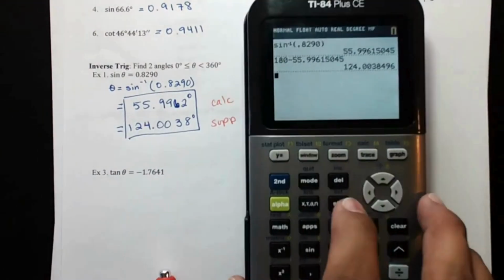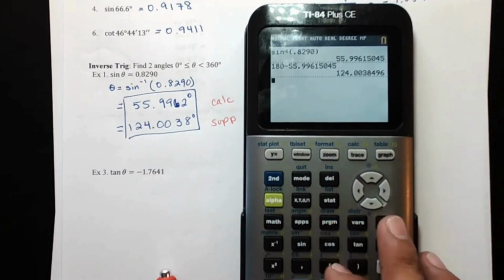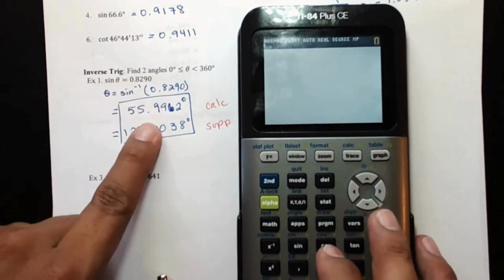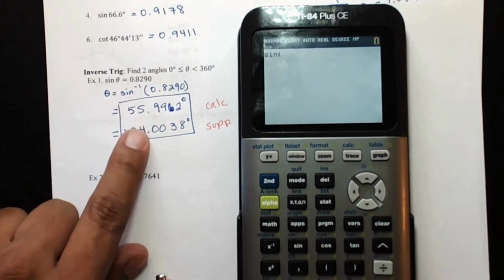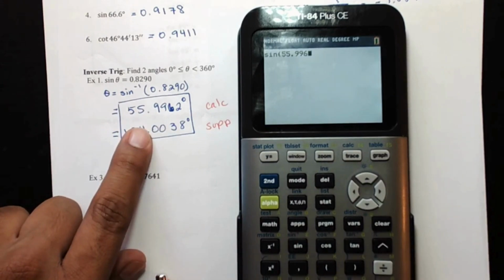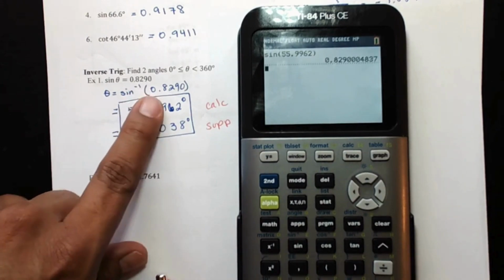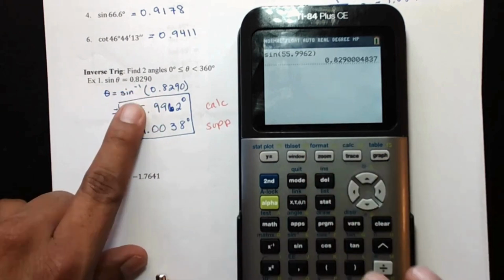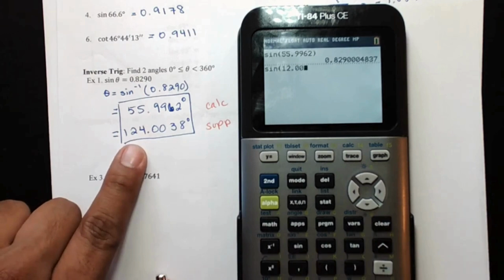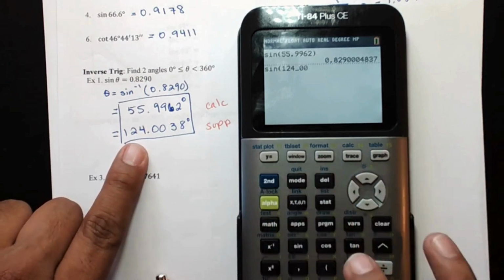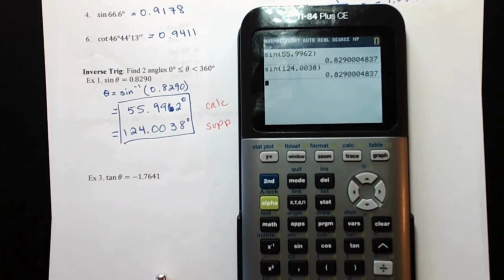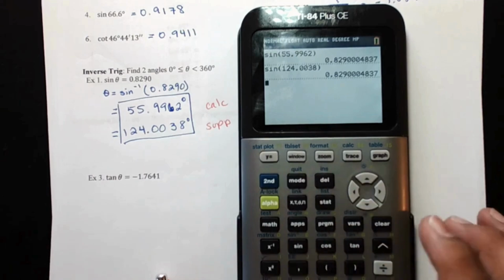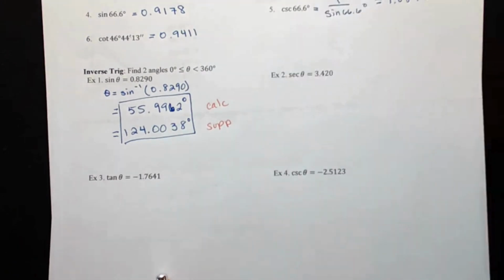Now, what I always suggest to do is check your work. If you take this data that you figured out and you plug it back in a sine, what should you get? Well, let's see. That's pretty close to what we gave you. What about the next one? Sine of 124.0038. Oops, forgot a number. There it goes. Pretty easy to just check your answers. It takes like a second to just type it back into the calculator and make sure your answers work.